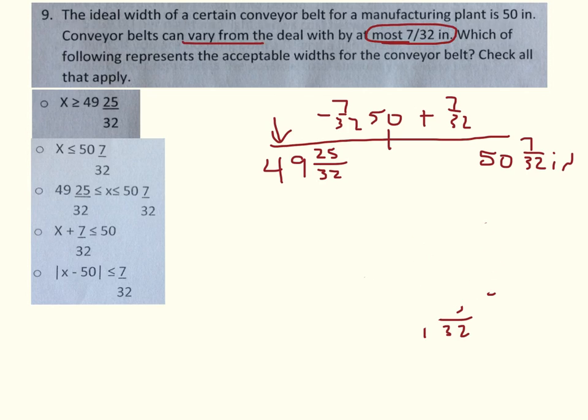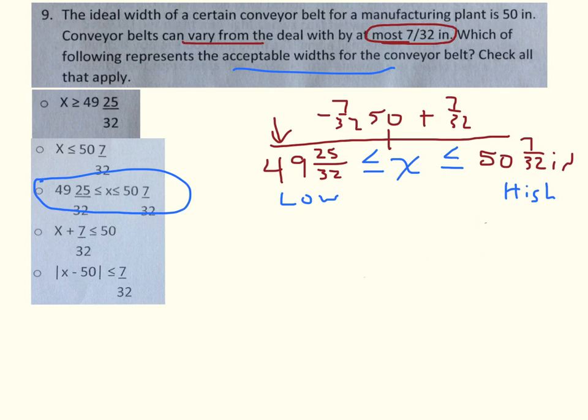Now, what the question is asking is, which of the following represents the acceptable widths of the conveyor belt? Well, we know that 50 is the middle, so it could be equal to or more than 49 and 25 over 32, or it can be as high as 50 and 7 over 32 or less. So in this case, this would be the lowest, this would be the highest. So it can range anywhere between those two measurements. So that answer choice is right here, the third one.